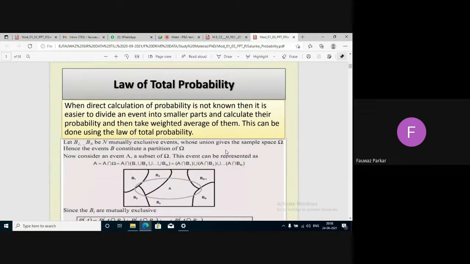So for total probability theorem, when direct calculation of probability is not known, then it is easier to divide an event into smaller parts and calculate their individual probability and take the weighted average of them.